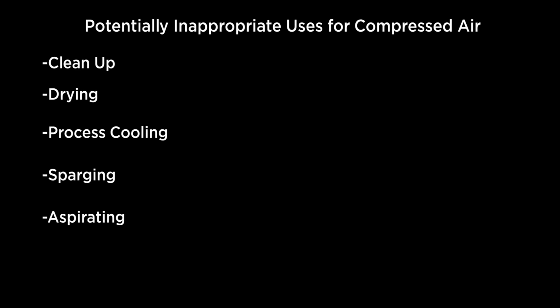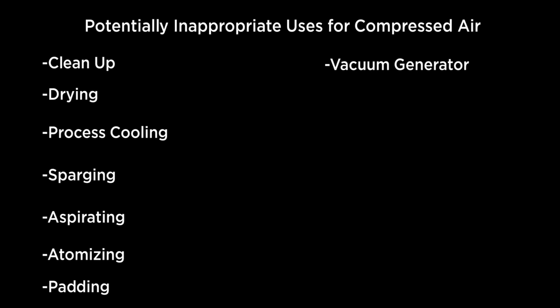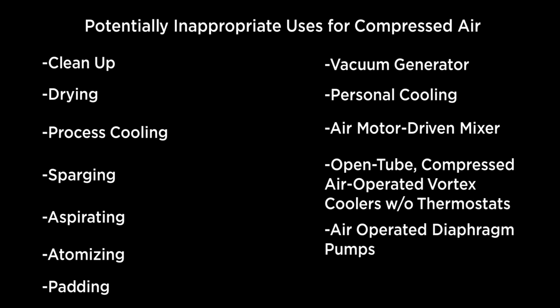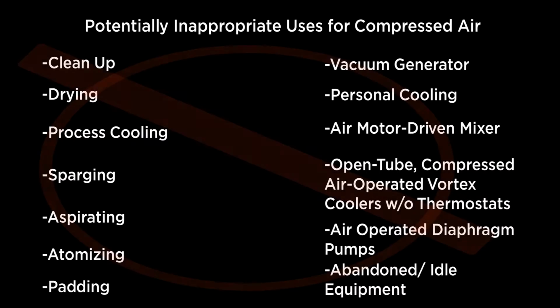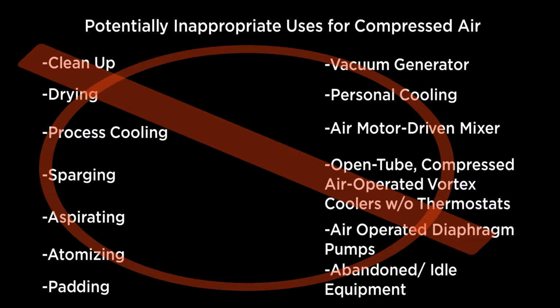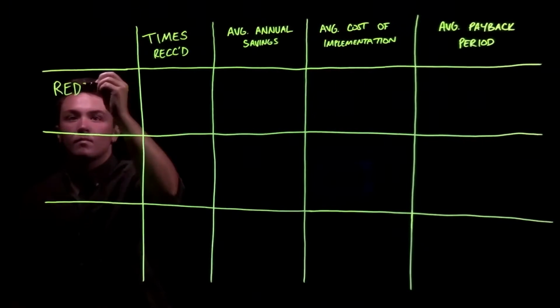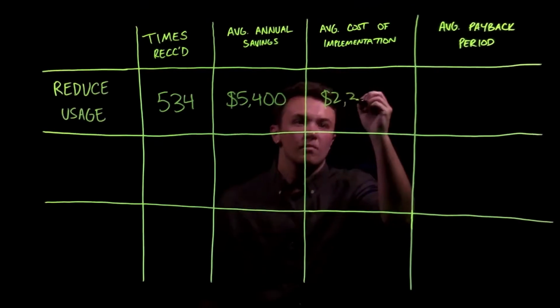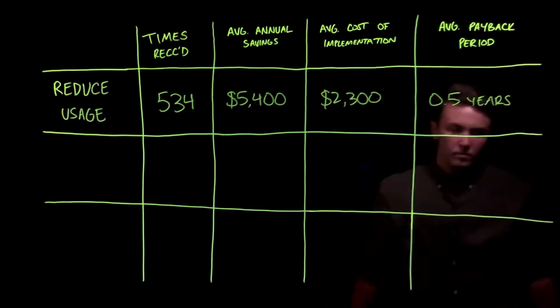Eliminating inappropriate uses for compressed air should be a starting point to reduce overall use. Although using compressed air is warranted in some situations, there are several inappropriate uses that should be identified and quickly eliminated. A few of these are drying, process cooling, padding, atomizing, and idle or abandoned equipment. A more comprehensive list can be found by reviewing the Department of Energy's compressed air tip sheet. The recommendation to eliminate or reduce compressed air usage has an average annual savings of about $5,400.